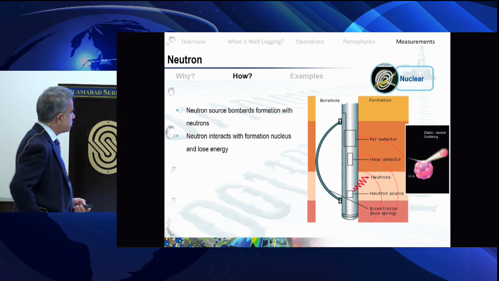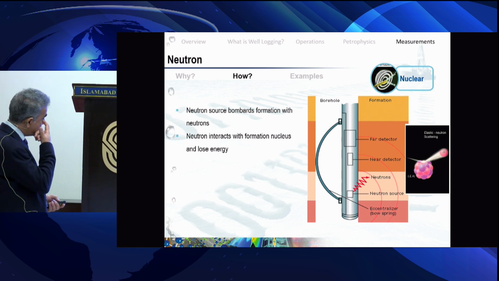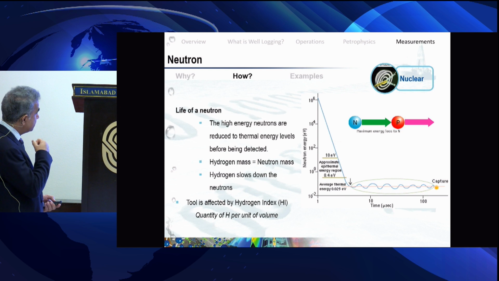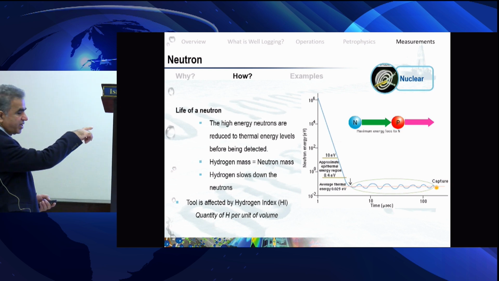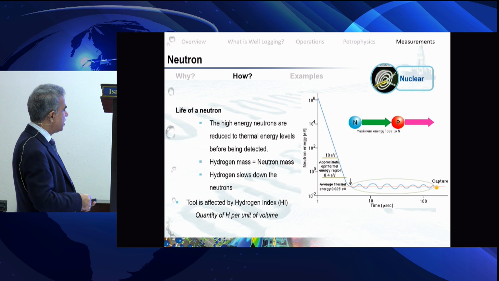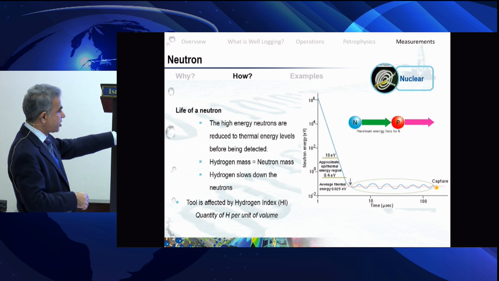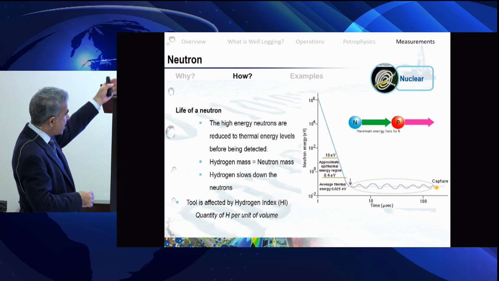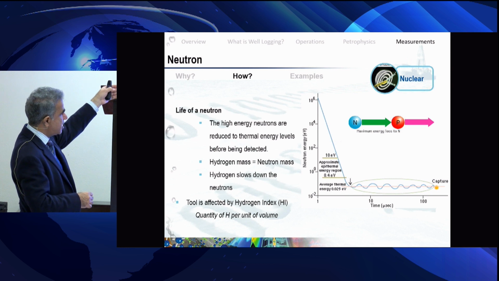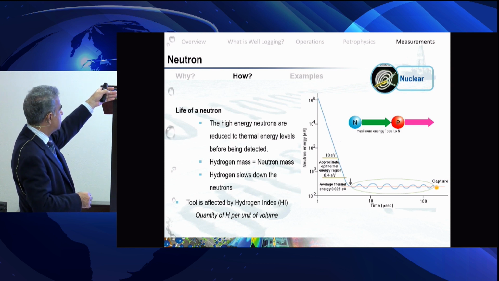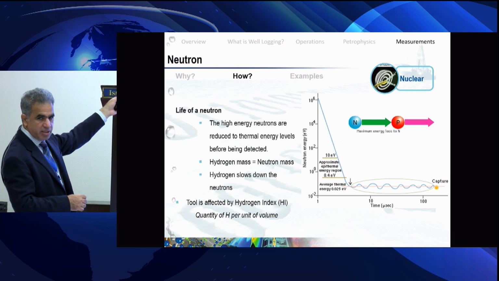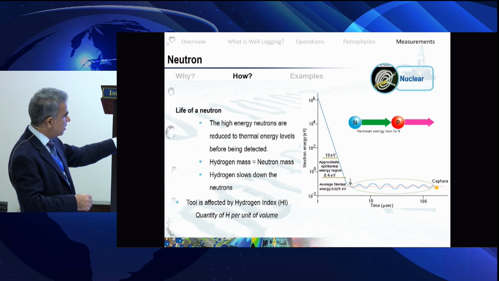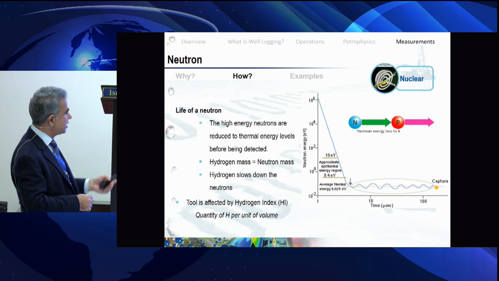With time, those neutrons interact with the formation and lose energy, get slowed down, and the two detectors measure their response. So this is a very famous figure we show on the neutron log. Neutron energy is on the y-axis, time in microseconds on the x-axis. As the neutrons leave the source, they are at a certain 10 to the 6 electron volt energy. With time they slow down and get basically very flat.